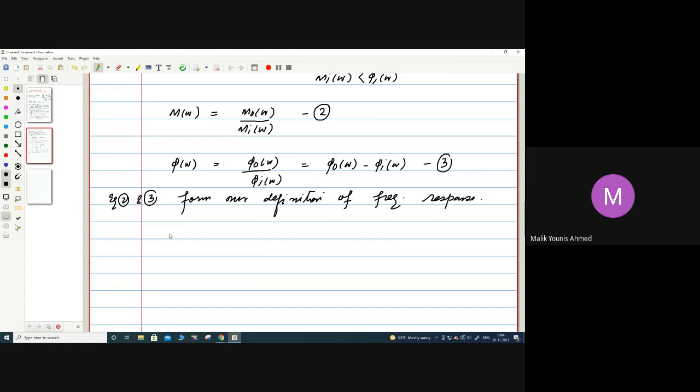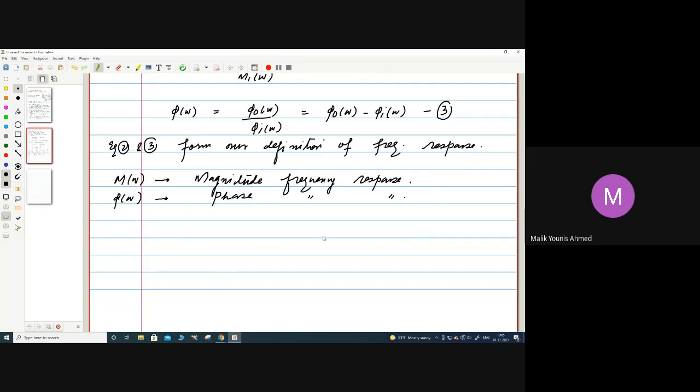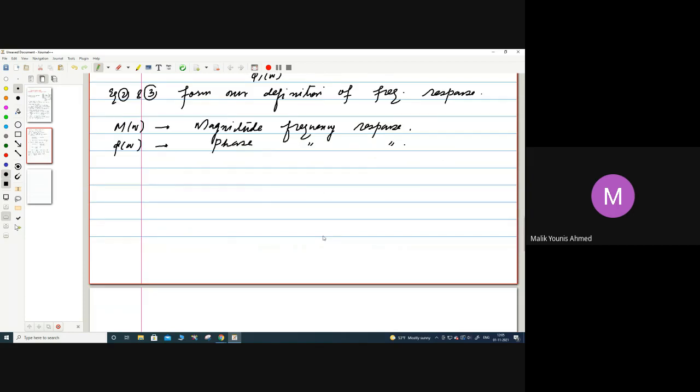Now here, M of omega is the magnitude frequency response, and phi of omega will be the phase frequency response. This should be very clear. The combination of magnitude and phase frequency response is called the frequency response.